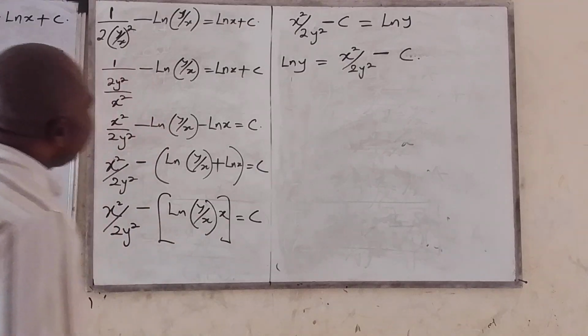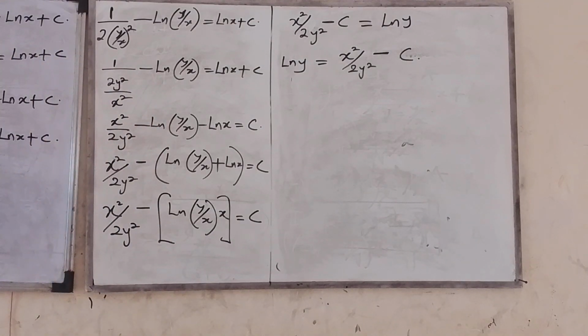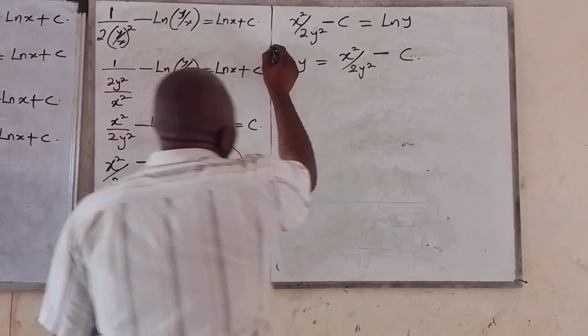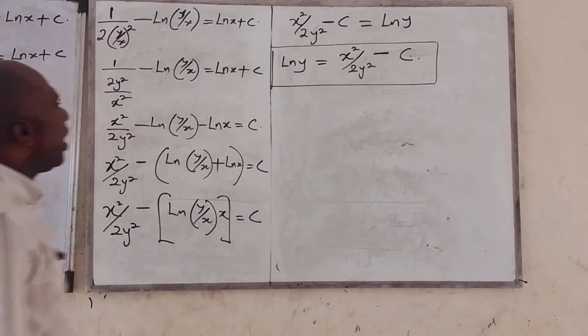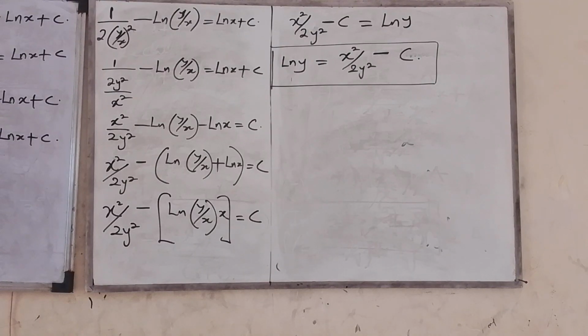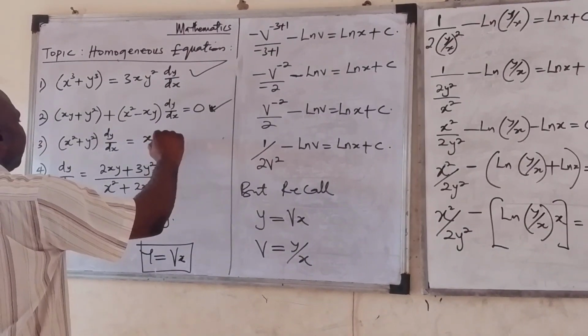Yes, minus c. So at this point, we can stop here. So ln y is equal to x squared all over 2y squared minus c. So we have solved question 2 and we have also solved question 3.